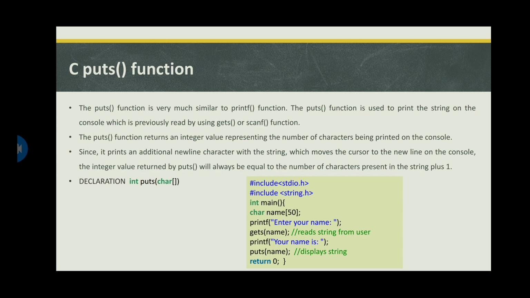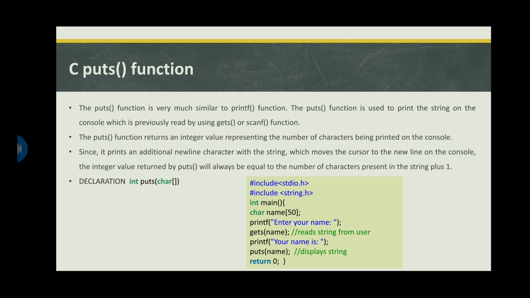Next, puts. Even puts is similar. Inside the brackets of puts, put the character string which you want to print. It will print the string in the console output, and also prints a new line after the output. The puts function is very similar to the printf function. There isn't much difference between printf and puts, but printf is a formatted function and puts is an unformatted output function. Remember the point.